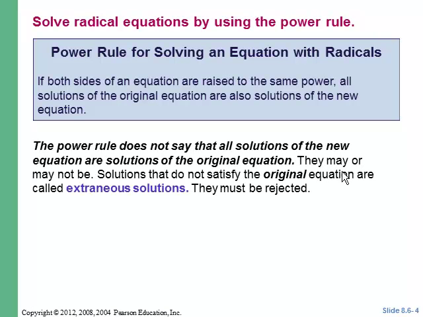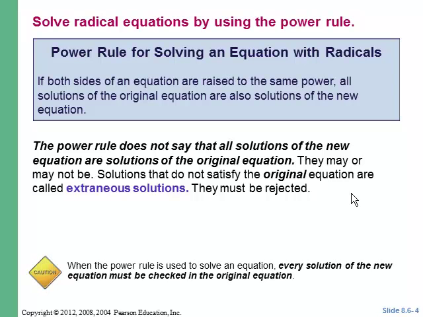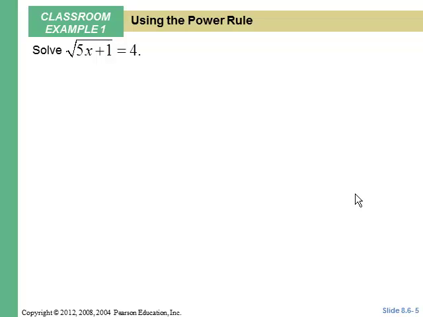Okay, so the power rule does not say that all solutions of the new equation are solutions to the original. You're going to end up with extraneous solutions that must be rejected. You don't always, but you oftentimes do. When the power rule is used to solve an equation, every solution of the new equation must be checked in the original equation. I'll give you an example.